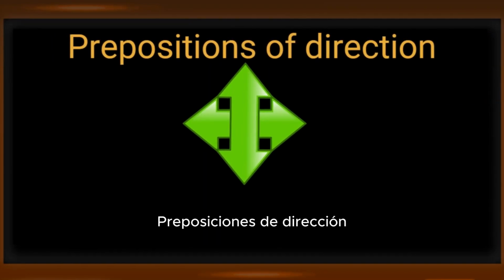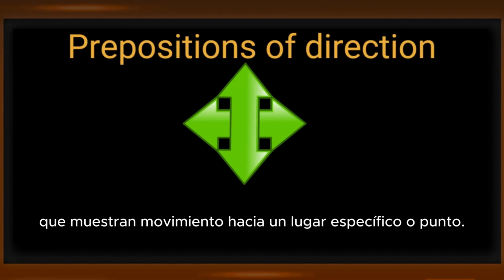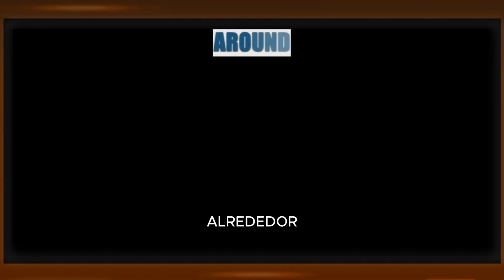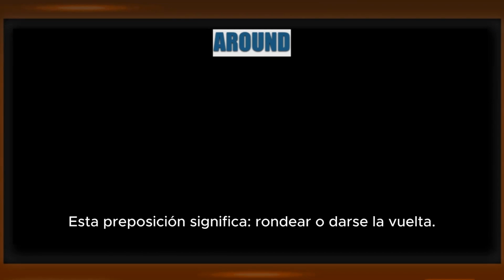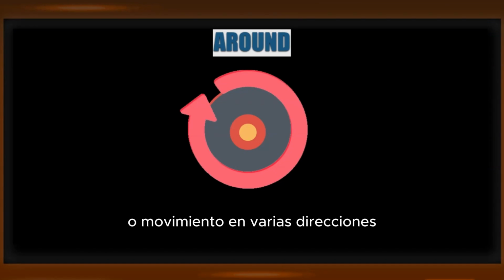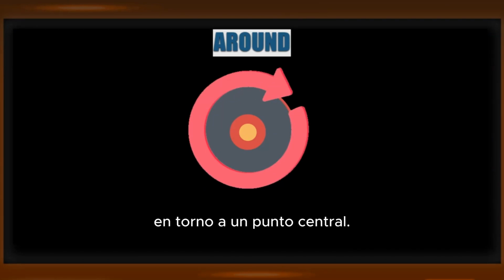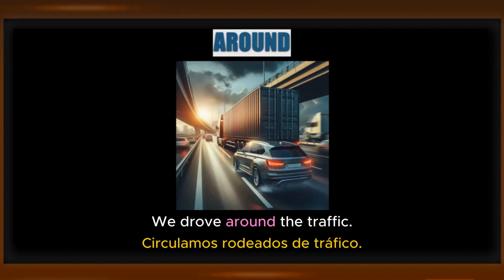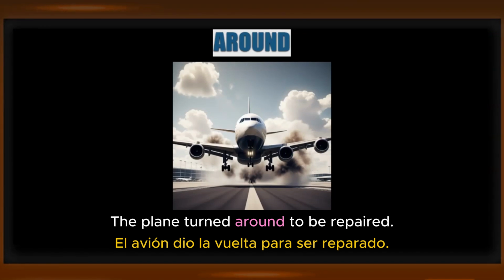Prepositions of direction. They are words that show movement toward a specific place or point. Some common prepositions of direction include around. This preposition means to surround or to turn back. It also indicates movement in a circular path or movement in various directions surrounding a central point. For example, the children are sitting around the table. We drove around the traffic. The plane turned around to be repaired.